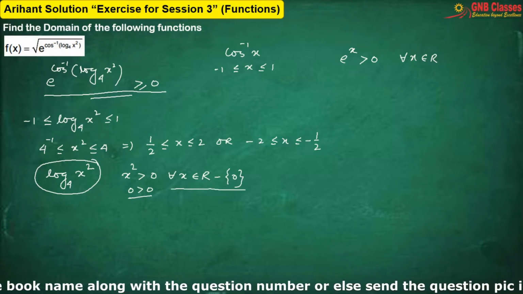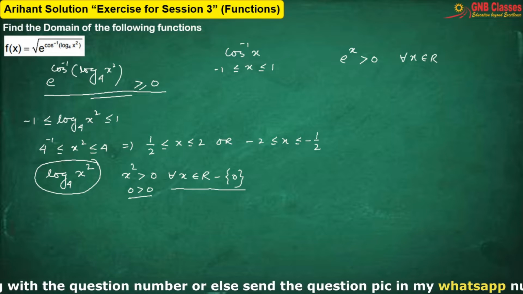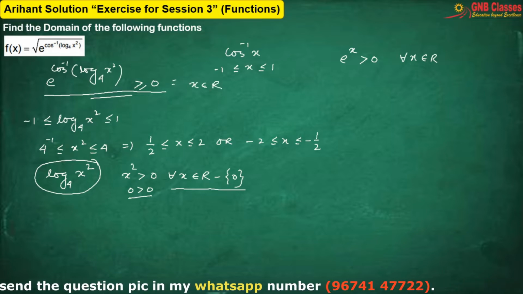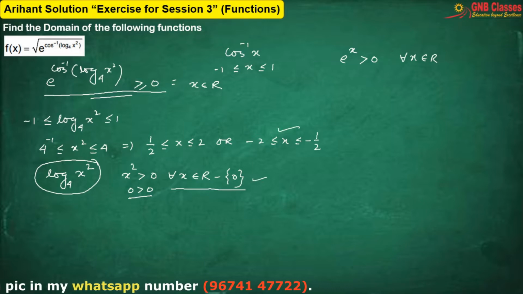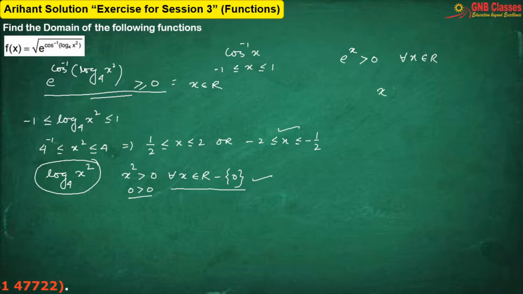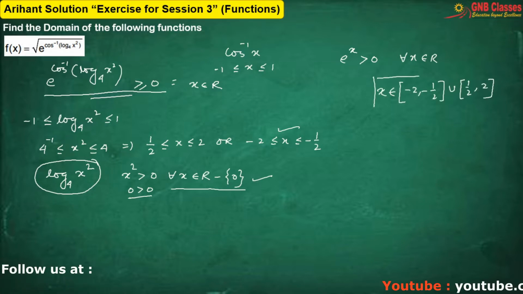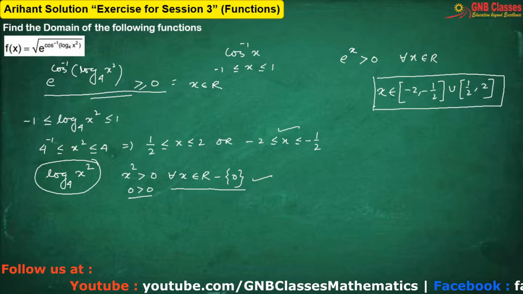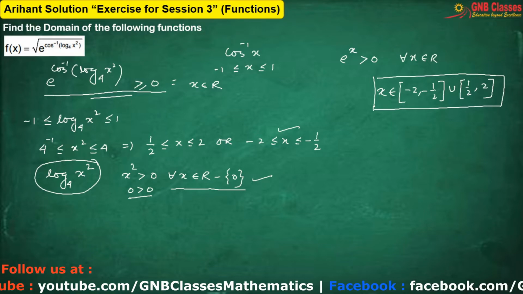Now, you have to find the common region from these conditions. From this condition, x belongs to any real value, from this condition and from this condition. So, the common region is x belongs to. Is it clear to all of you? Have you understood it? So, this is the domain for the given function. Clear? Let us move to the next problem.